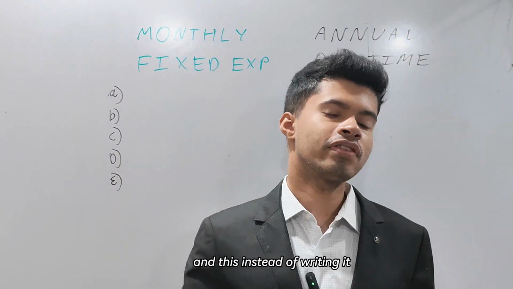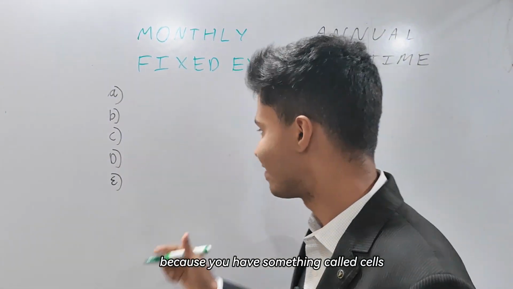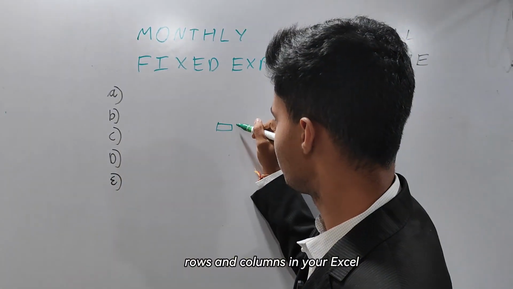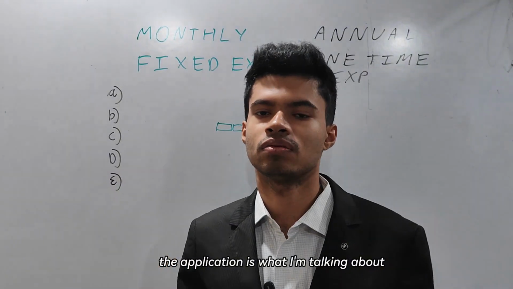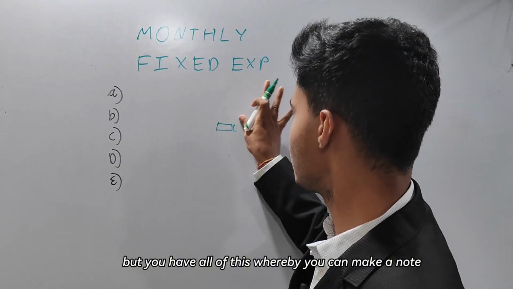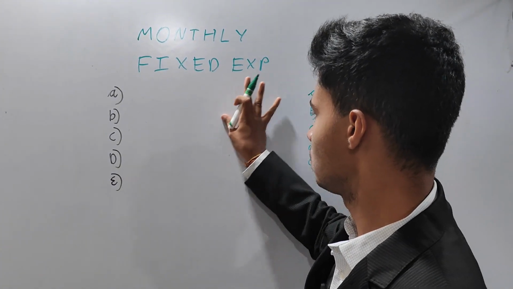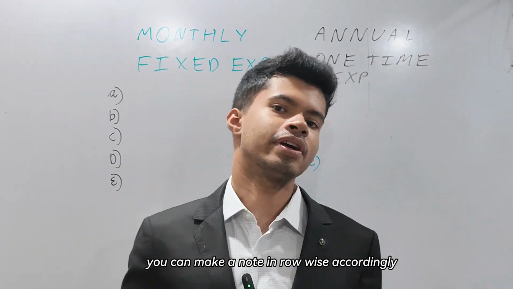And instead of writing it, you can type it on your Excel, because you have something called cells, rows and columns in your Excel. See, Excels will usually be like this. The application is what I'm talking about, where you have all of this, whereby you can make a note. You can make a note row-wise accordingly.